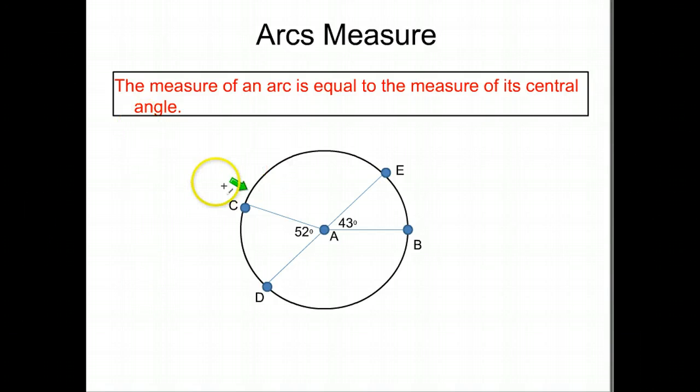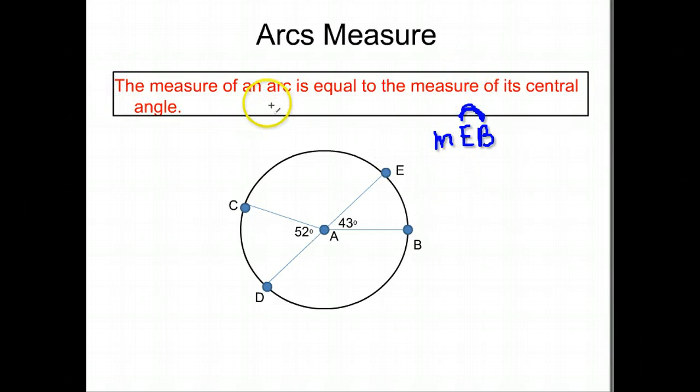Okay, so again, let's talk about arc measure. The measure of an arc, and the way we write that, for example, if we wanted the measure of arc EB, is we put a little m in front for measure, then we put the name of the arc, and again, the little curved line over the top tells us we're talking about an arc and not a line segment. Notice it's got the curve on it.